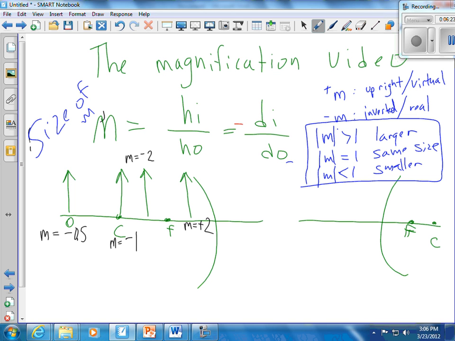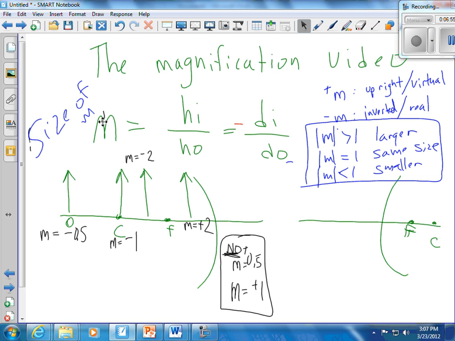There is no way to get a magnification of positive 0.5, because there's no positive image that is smaller with a concave mirror, and there's no way to get a magnification that's positive 1. There's no way to use a concave mirror and get an image that's the same size as the object. You only get images with a concave mirror that are larger. You might have to go back and look at other videos and draw diagrams to see that.